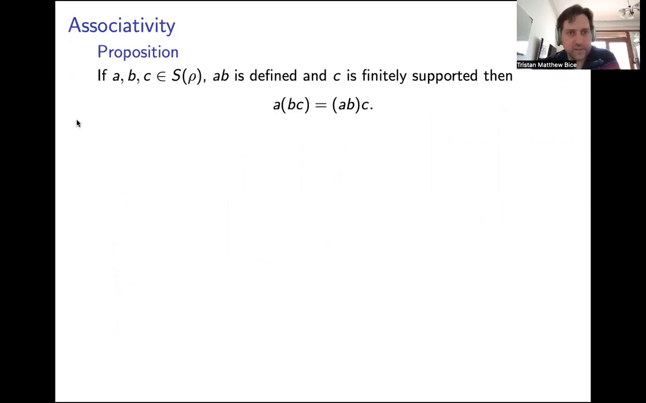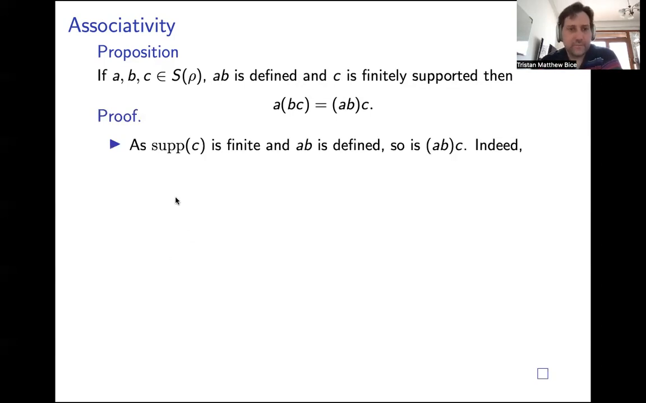So let's take three sections, A, B, C. Let's assume that at least the convolution of A and B is defined at every single point in our groupoid. Let's further assume that C is finitely supported. So there's only finitely many elements of the groupoid for which C takes some non-zero value. In this somewhat restrictive situation, we claim that (AB)C is defined, as is A(BC), and that these two products, no matter in which order you do the convolutions, give you the same thing.